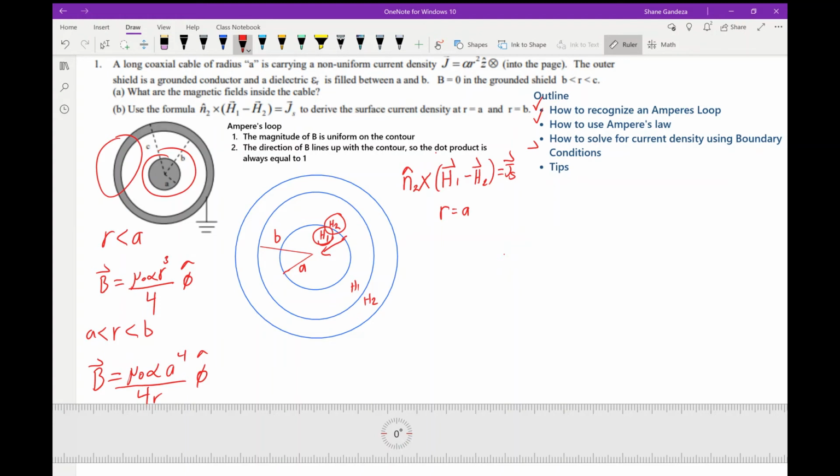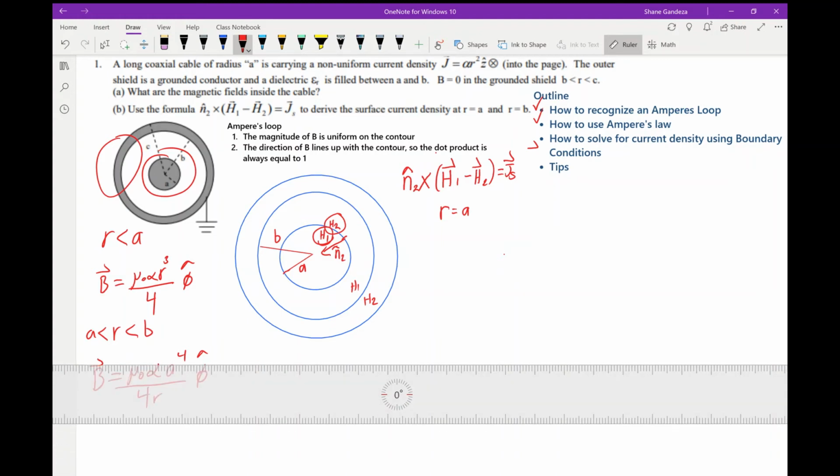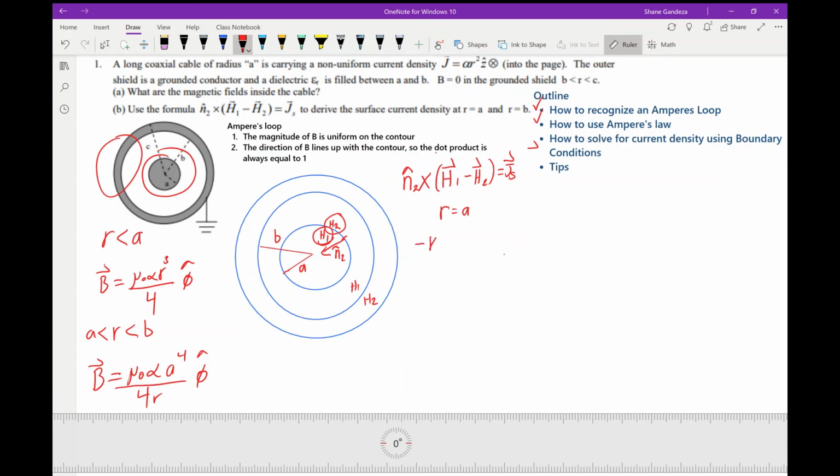Okay, sorry about that. So this is going to be our n2 hat, and we can label that as negative r hat, since it's going towards the center. And we'll have that cross H1. H1 is going to be alpha, and since we have r equal to a, we'll have a cubed divided by 4, and this is in the radial direction, remember that, minus, what do we have?